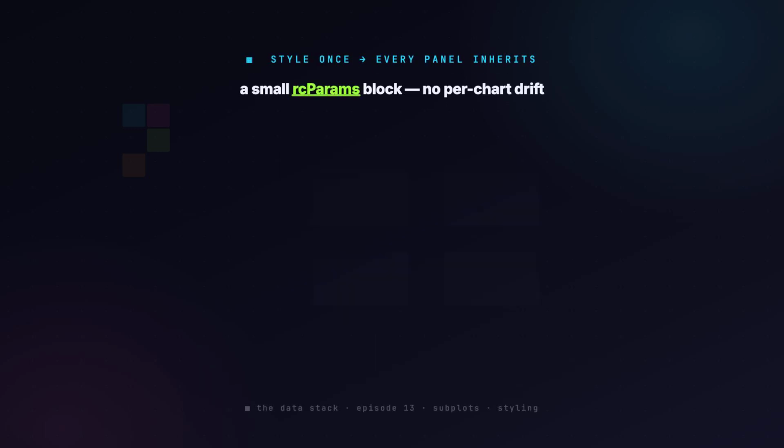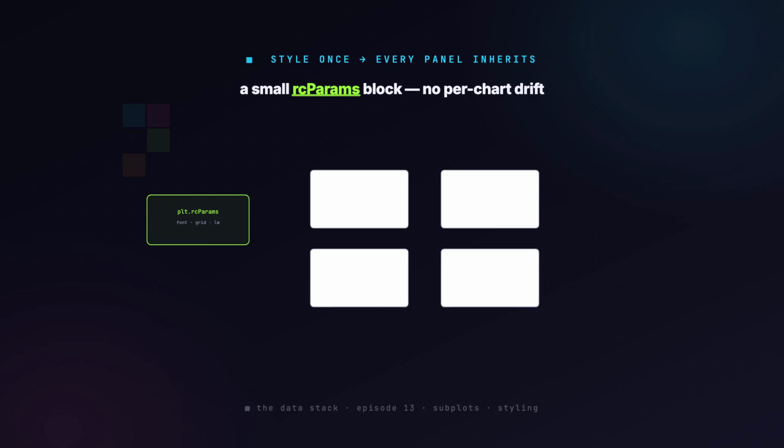Styling once means setting it once. A small rcParams block, font size, grid, line width, applies to every panel, no per-chart drift. Each panel gets a title and axis labels, the figure gets a subtitle. Consistency is the whole point of a report.